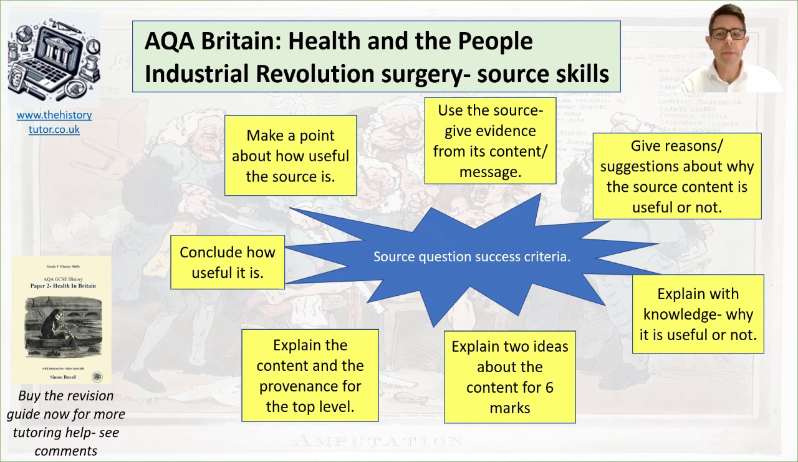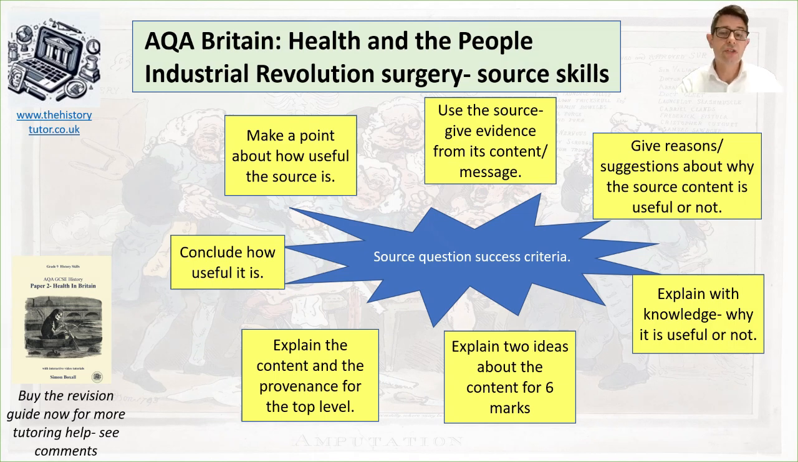Then we give a reason why we think that is useful or not useful. Remember, we're creating an argument here. This is useful because, and we give our opinion. Then prove that idea with some knowledge. So I've said explain with knowledge why this is useful. So this is useful because, give your opinion, then back it up with some knowledge.